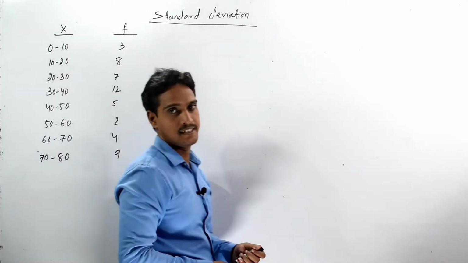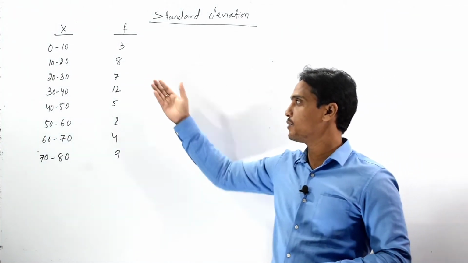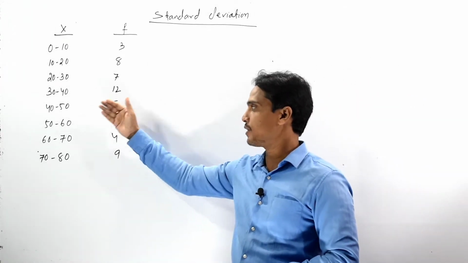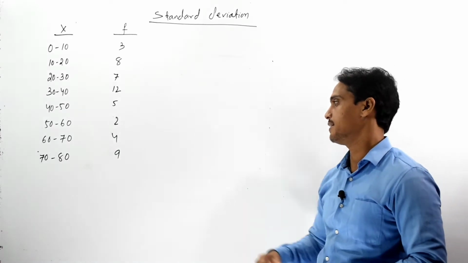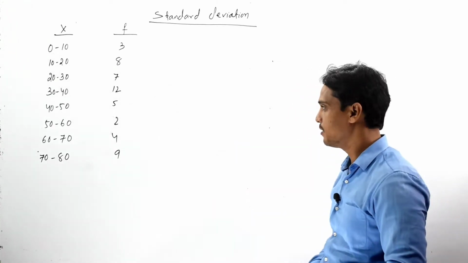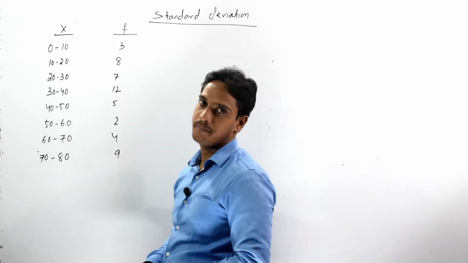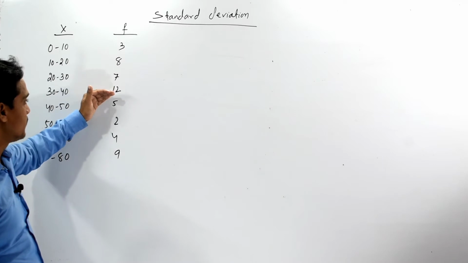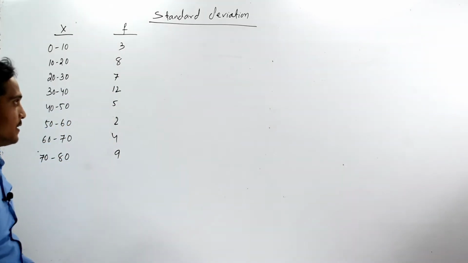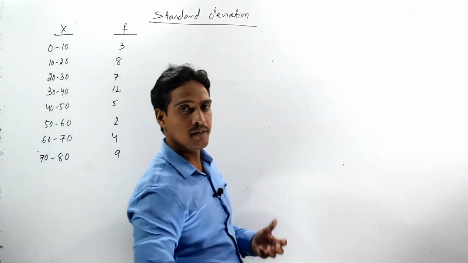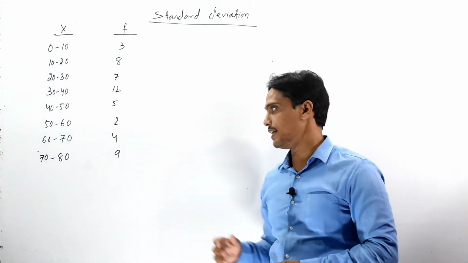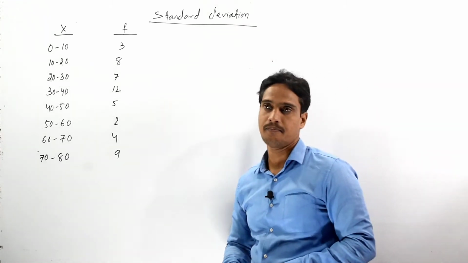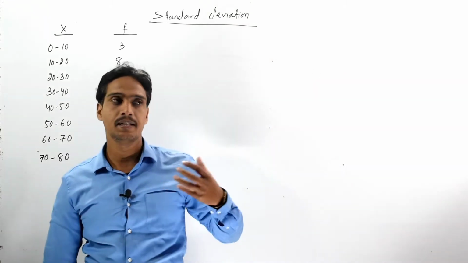Our given series is 0 to 10, 10 to 20, 20 to 30, 30 to 40, 40 to 50, 50 to 60, 60 to 70 and 70 to 80, and their respective frequencies are 3, 8, 7, 12, 5, 2, 4, 9. So it is a continuous series. In this series, we should find out our standard deviation by using different methods.